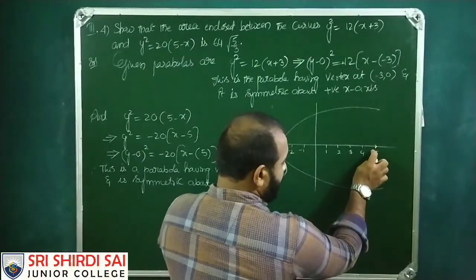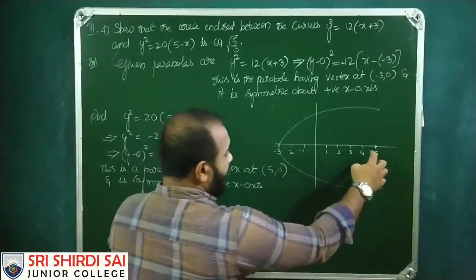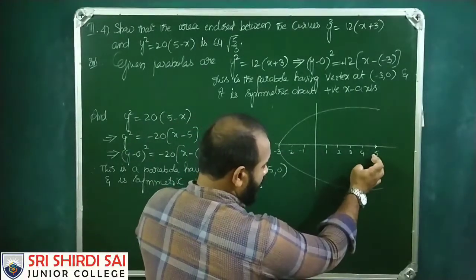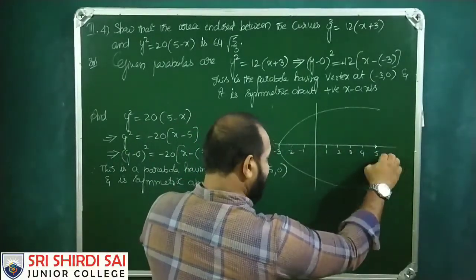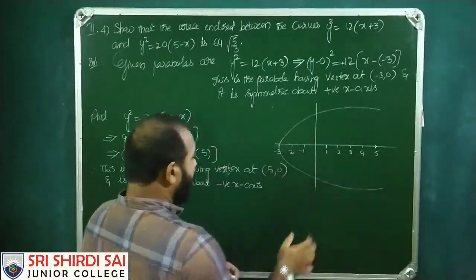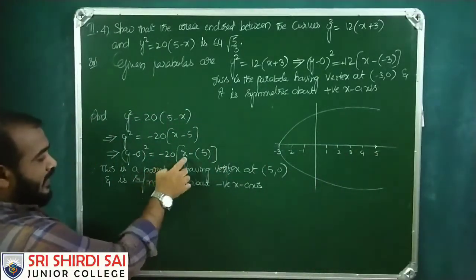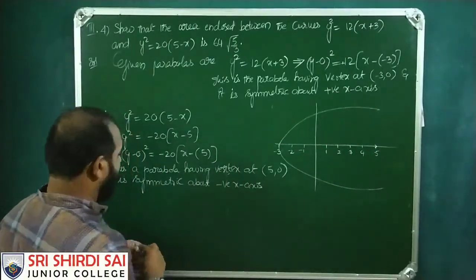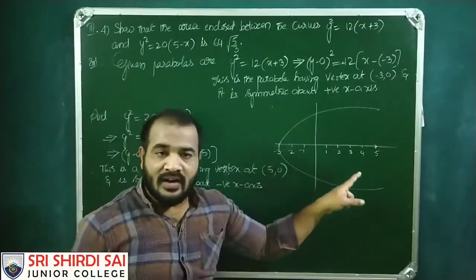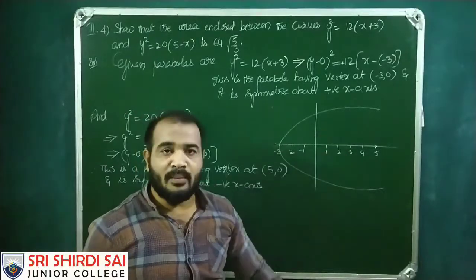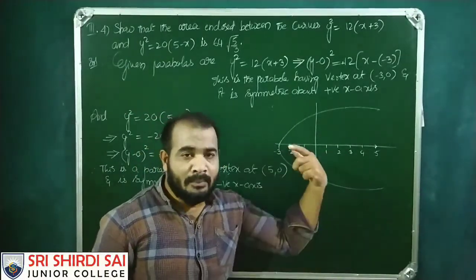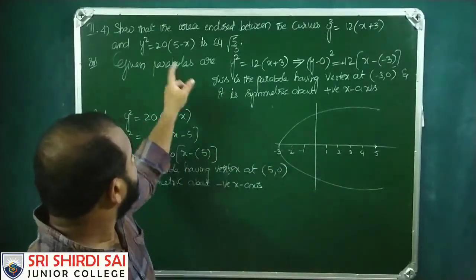So having the vertex at 5, 0, it will be a parabola whose vertex is at 5, 0 and which is symmetric about x-axis again like this. But here opened in negative x-axis. So this is the negative x-axis opening. And so somewhere at one point both these parabolas will be intersecting each other. That point of intersection will be obtained through solving these two.